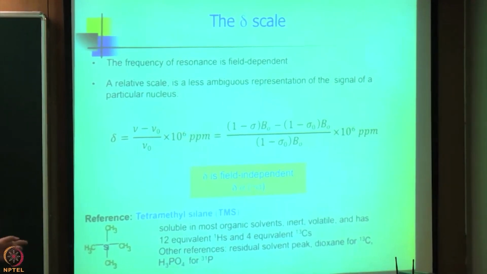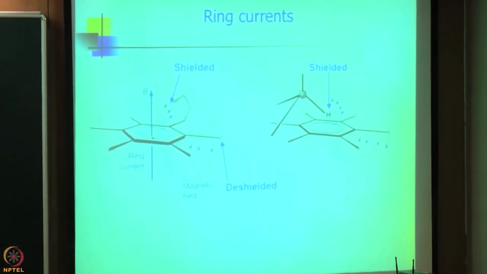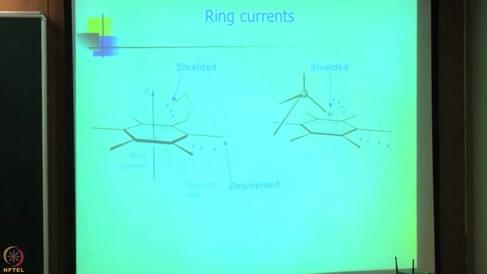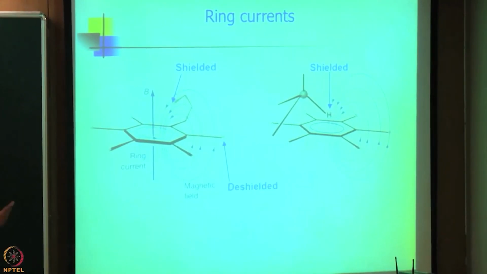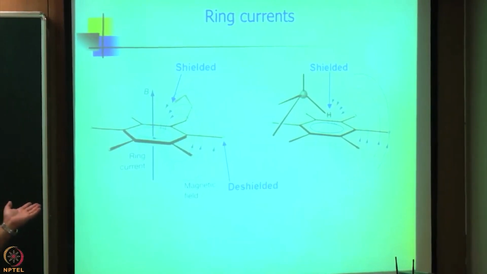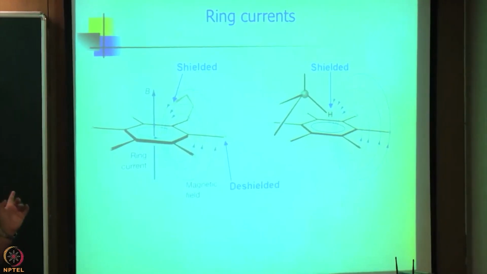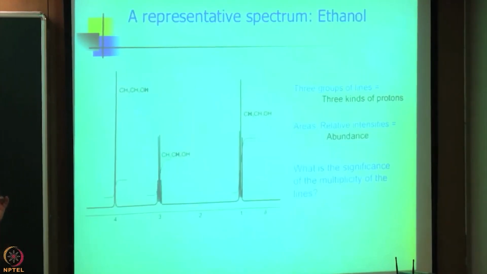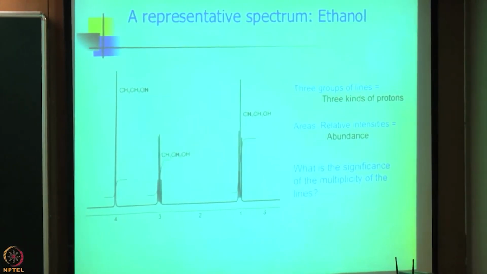And we said that generally you use tetramethylsilane, which is a good standard for several reasons. We had also said that it is not necessary that it is always shielding. Sometimes you can have deshielding, and to demonstrate that, we have taken this example of aromatic compounds, where in different positions protons can get either shielded or deshielded.